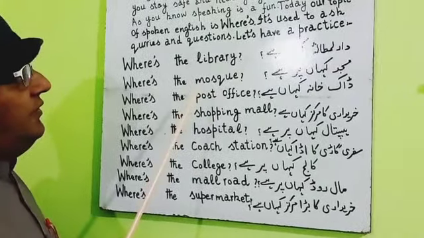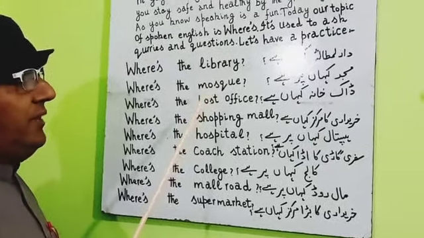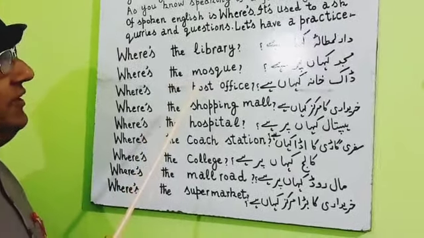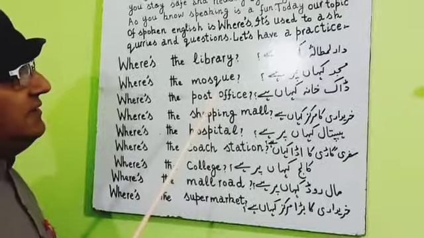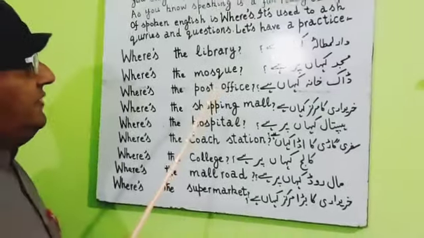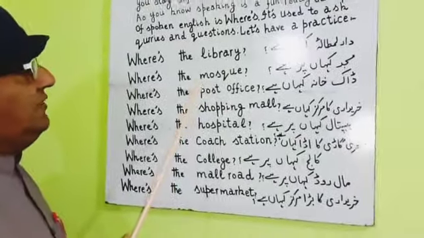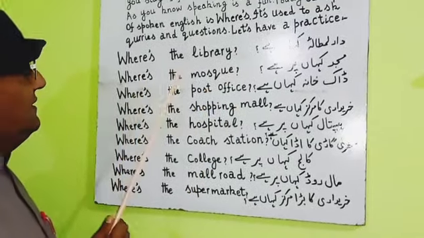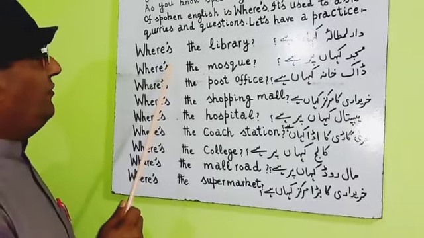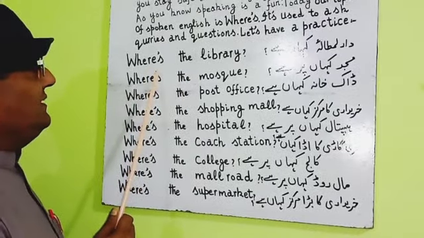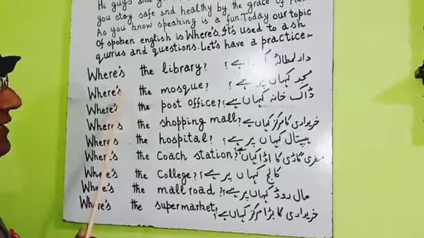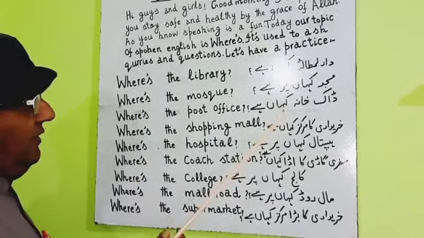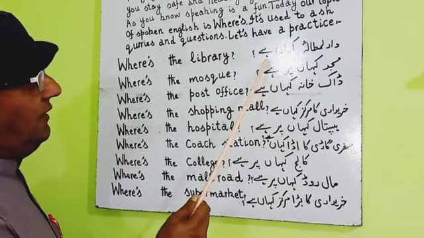As you know, speaking is fun, it's a practical skill. Today, our topic of spoken English is where's. It's used to ask queries and questions. Let's have a practice. You can see here on the whiteboard, the first one is where's the library? Where's the library? Darul Mutaliya kahan hai?